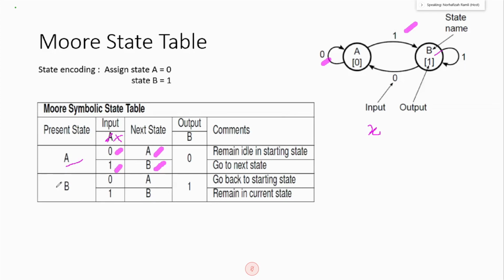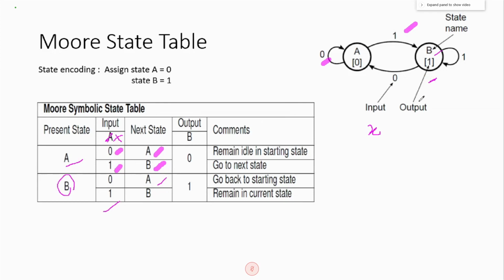However, if you are now in B, your present state is B, the clock comes, and let's say your input is 0, it will transition to A. So that's why you put A. However, if your input is 1, it will stay in B. So exactly, you duplicate this area to this area. I mean, you follow exactly what you have in the state diagram into the state table.